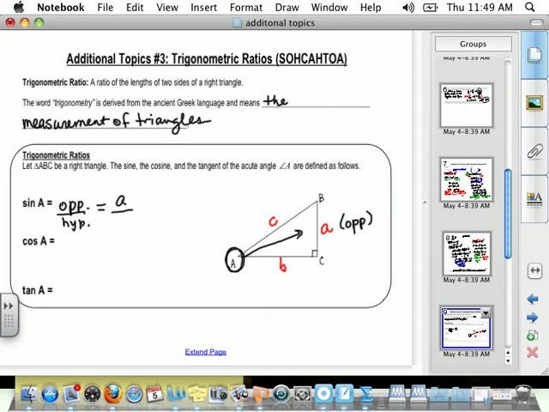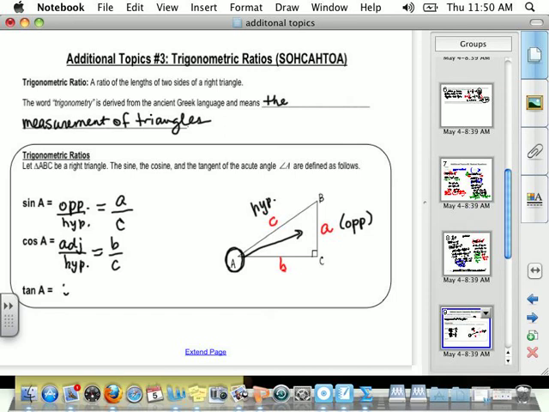Cosine is always adjacent over hypotenuse. This is hypotenuse, so that's C. Now, when I was in school, I always got confused because there's two things that are adjacent to angle A. Do you see length C and length B are both next to angle A? But length C is already called the hypotenuse. It's always the hypotenuse. So adjacent is the one that's left, B. So it's B over hypotenuse, which is C.